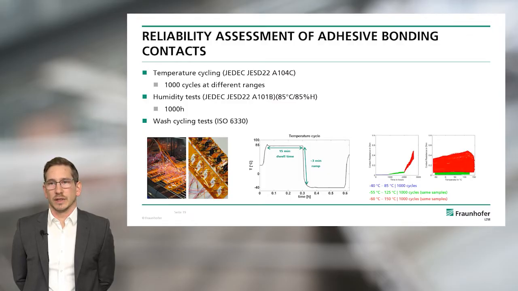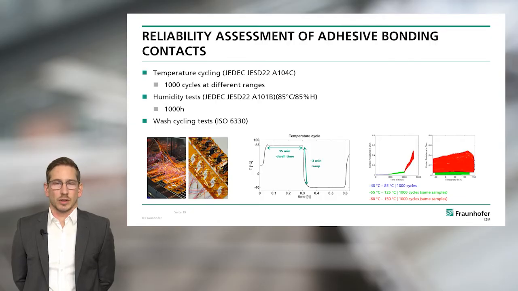But the tests were really successful, so we didn't have any failures. And that's why we wanted to see the limits of our technology. So we did subsequent testing from minus 55 to plus 125. This is the green curve. And then finally we got failures at temperature cycling tests from minus 60 to plus 150 degrees C.